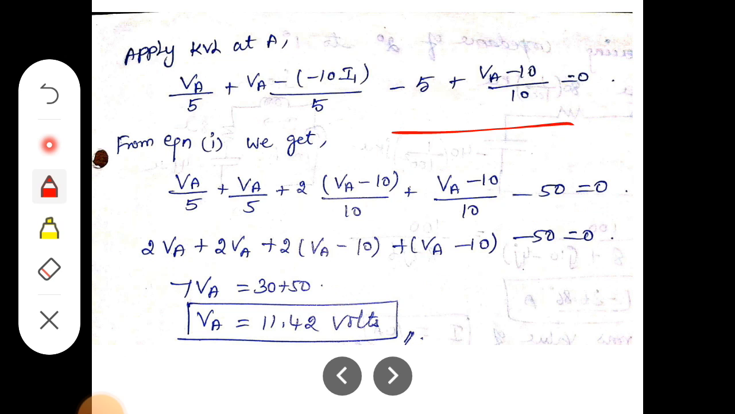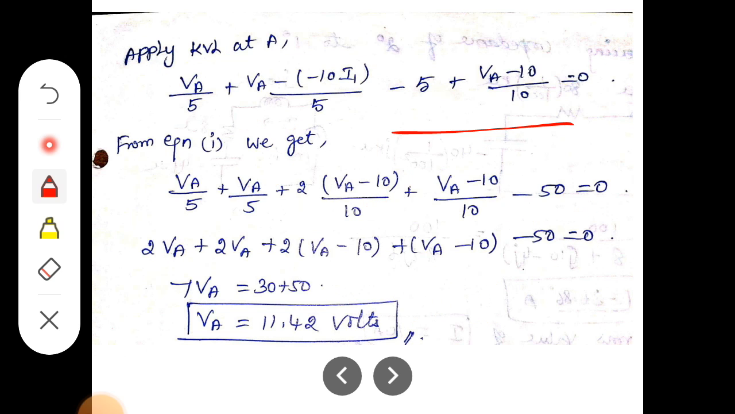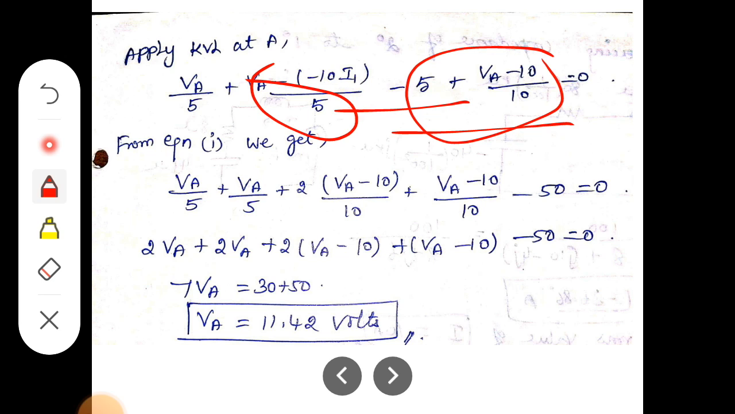From equation 1, we know I1 is equal to VA minus 10 divided by 10. So substitute the I1 value here. Then we got VA divided by 5, VA by 5 plus 2 into VA minus 10 divided by 10, plus VA minus 10 divided by 10, minus 50, taking 10 as the common LCM, is equal to 0. So first we take the common LCM, then move term by term, and the whole expression is taken as 0. So 2 VA plus 2 into VA minus 10 plus VA minus 10 minus 50 is equal to 0.